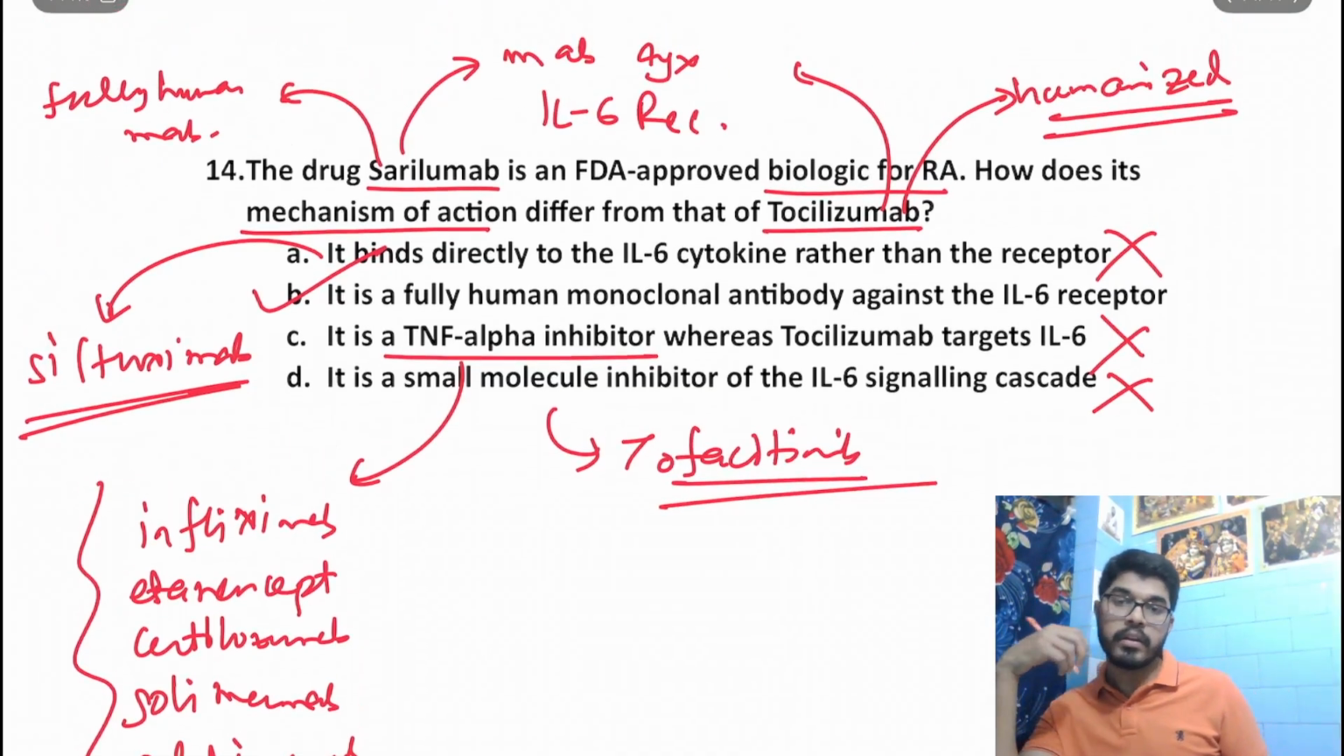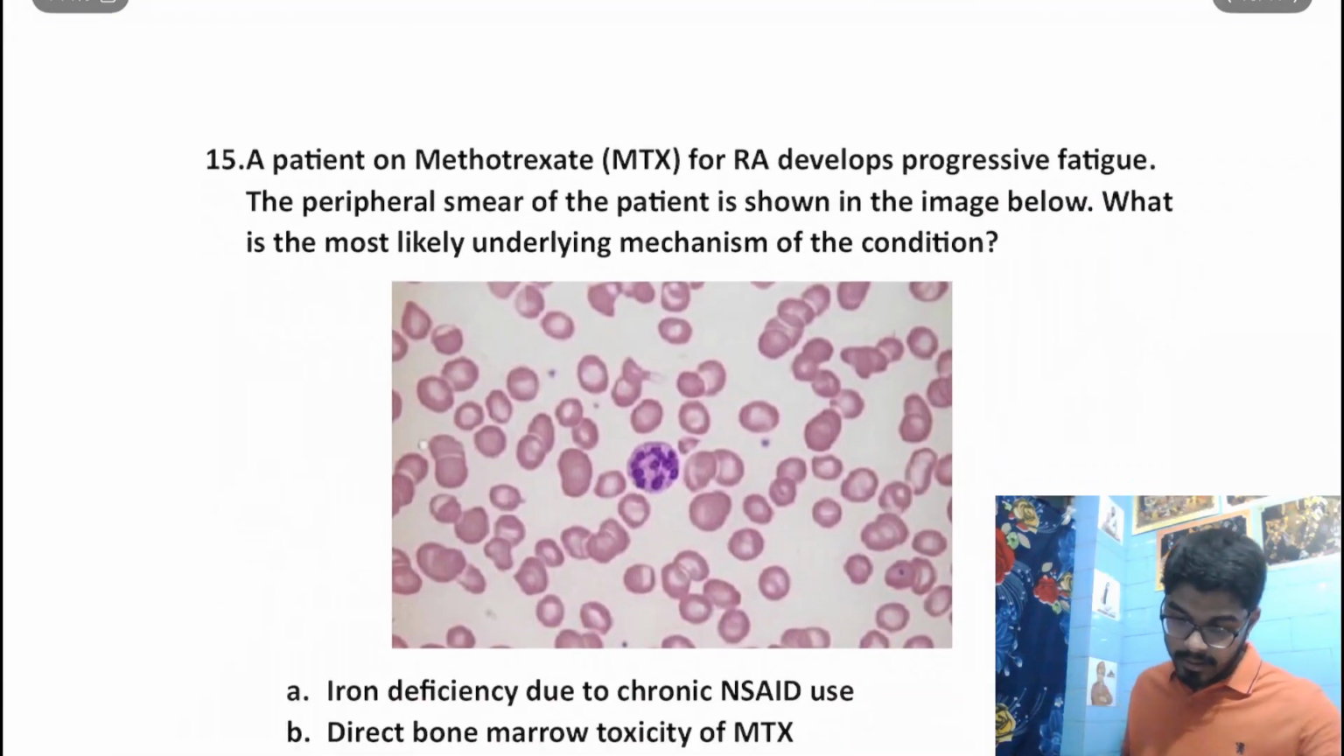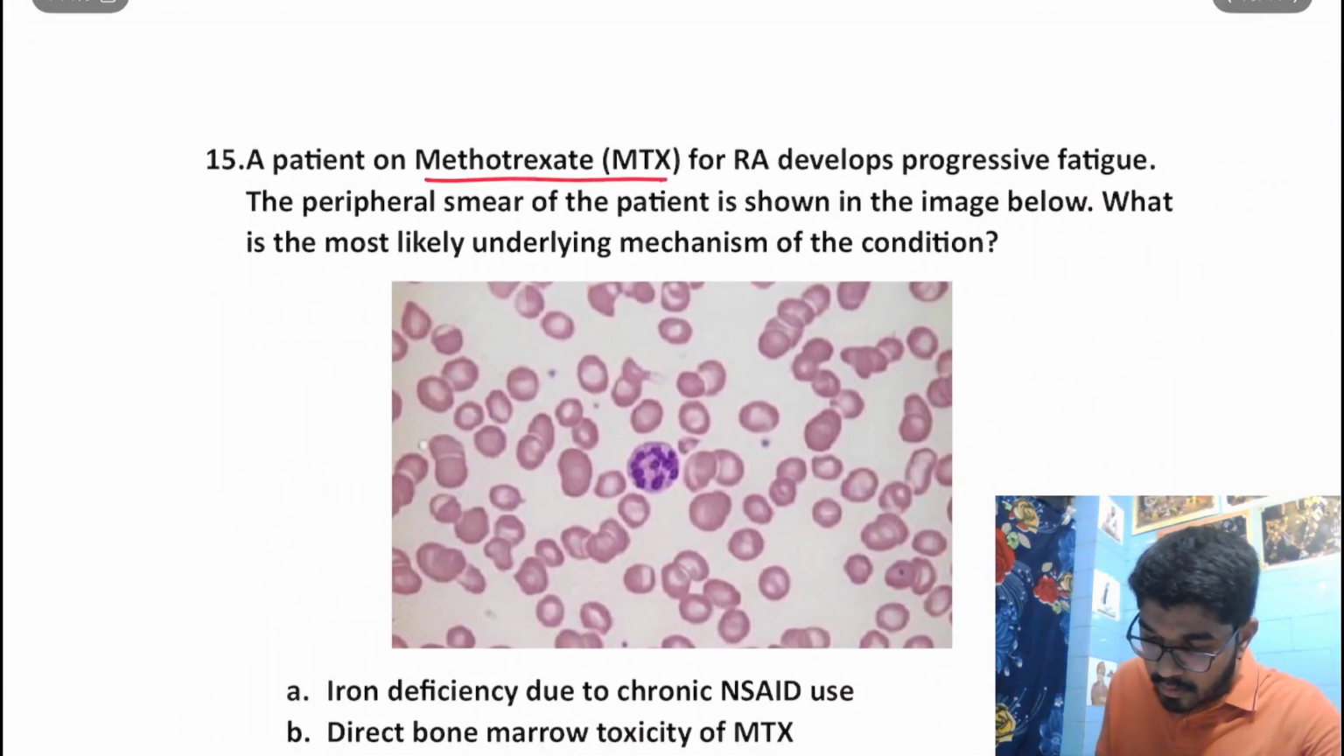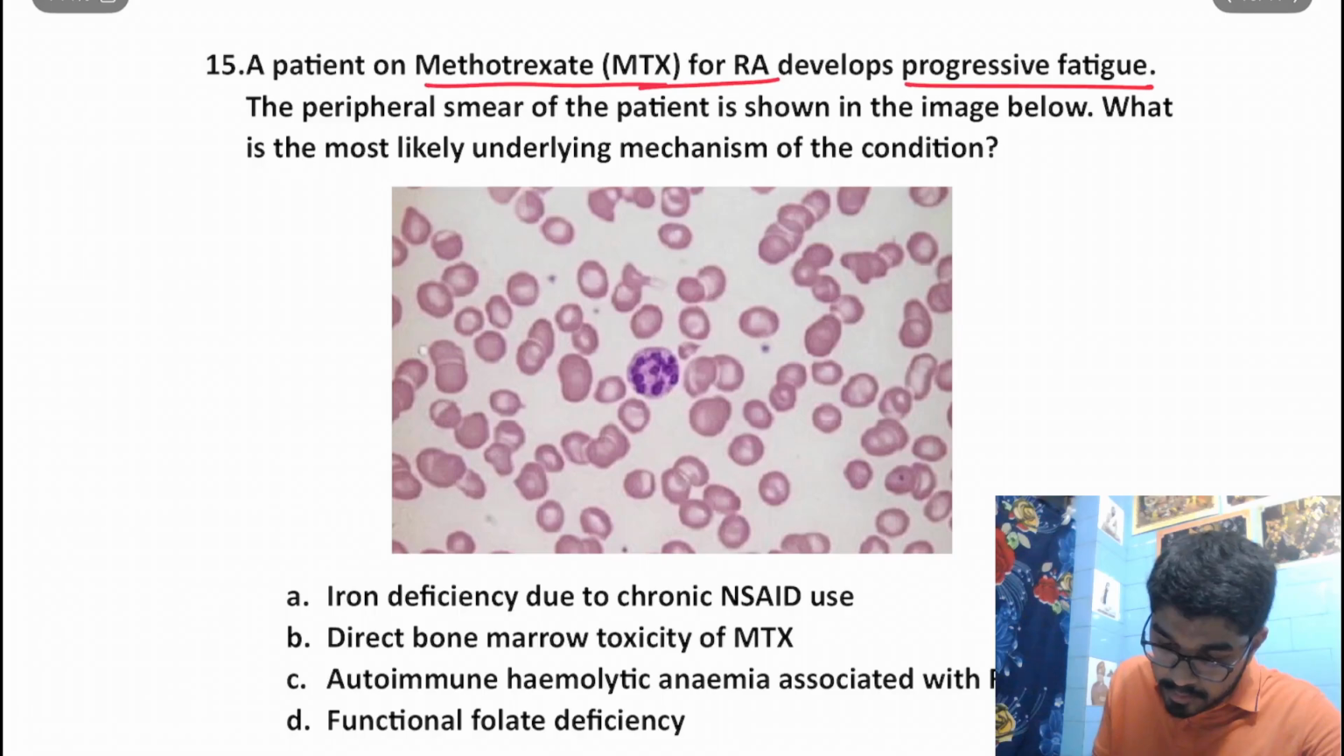Okay. So the answer over here would be option B. Moving on to the next question. A patient on methotrexate for rheumatoid arthritis develops progressive fatigue. And the peripheral smear of the patient is shown in the image below.